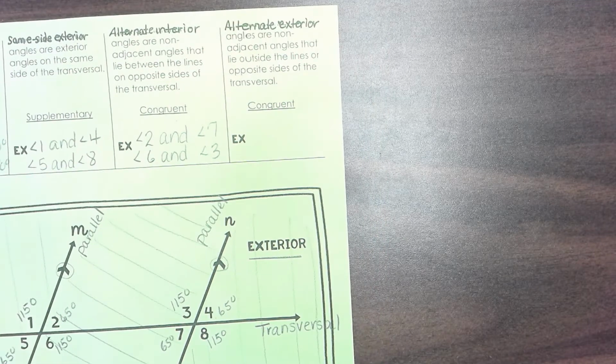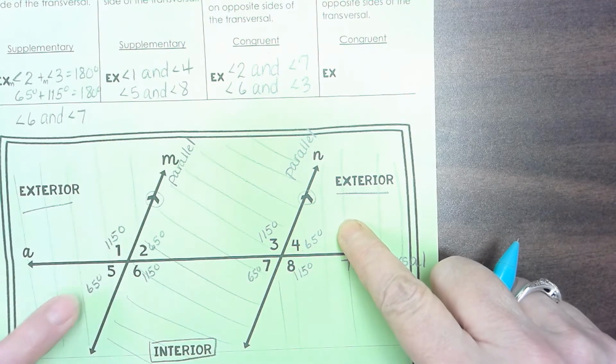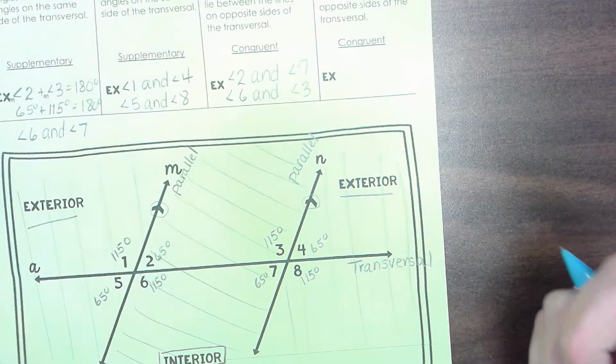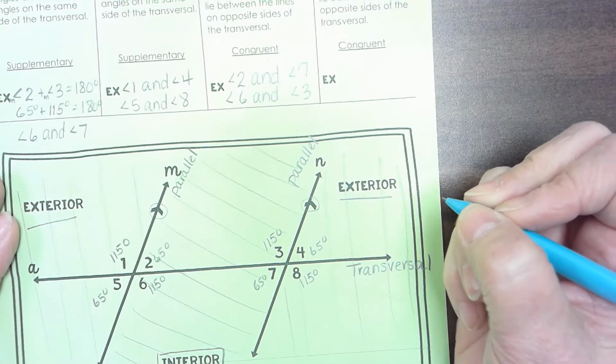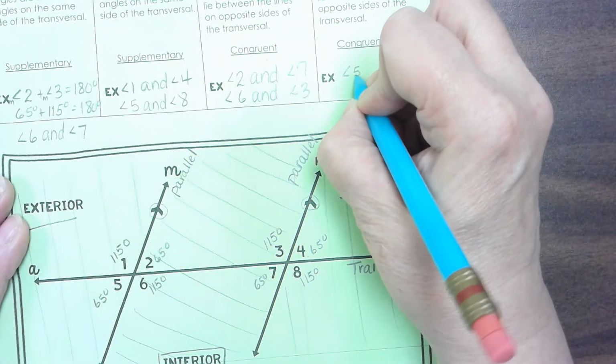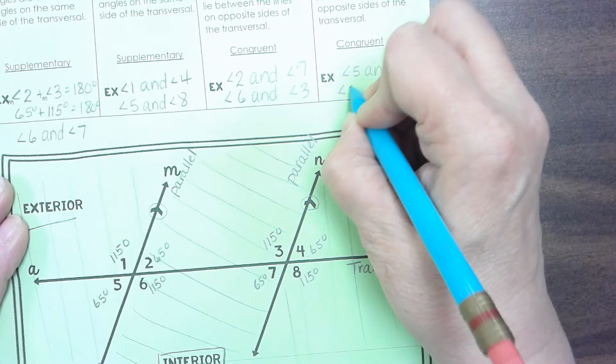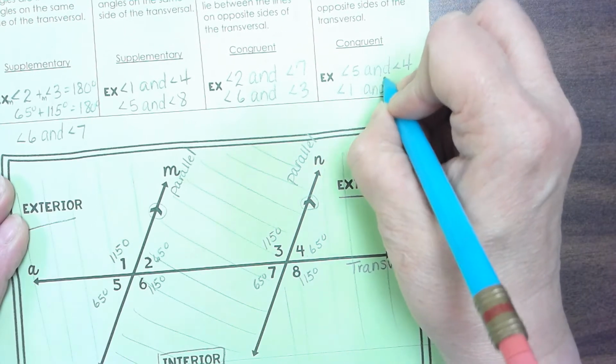Okay, next one's alternate exterior angles. They're non-adjacent angles. They lie on the outside. So that's going to be our angle 5 and 4, on opposite sides of our transversal to get that alternate in there. So we have angle 5 and angle 4. And we also have angle 1 and angle 8.